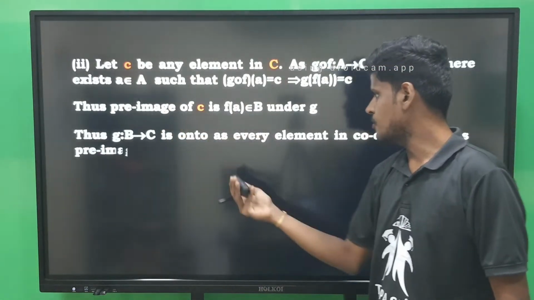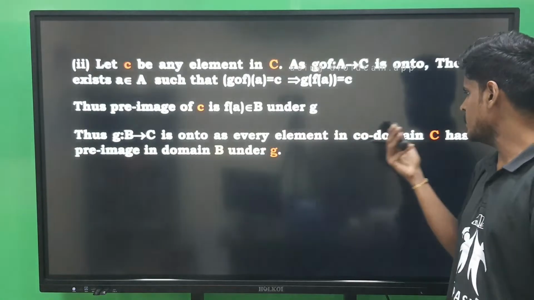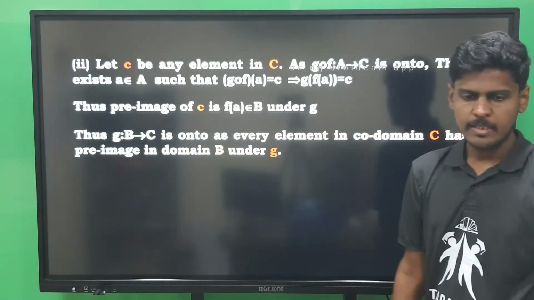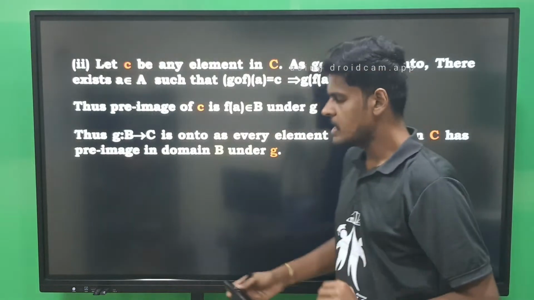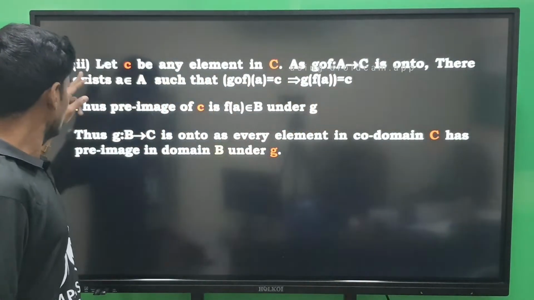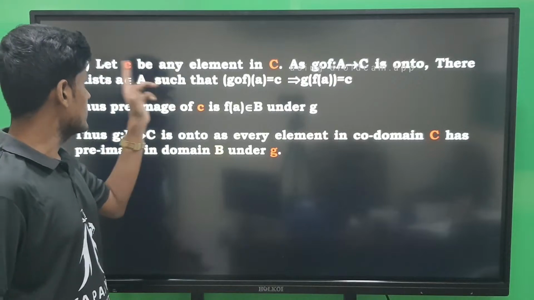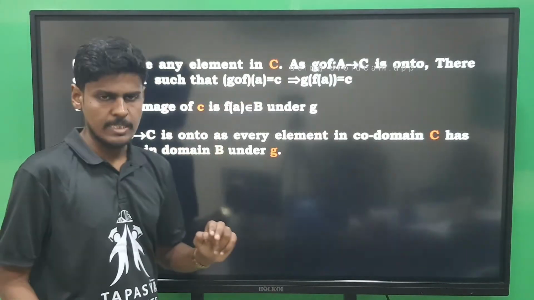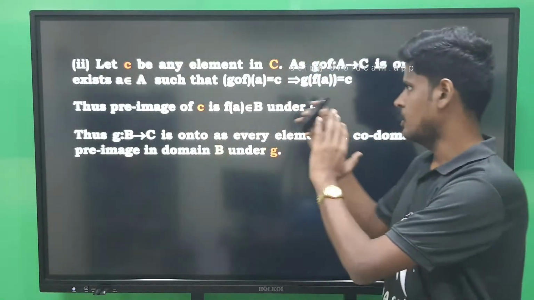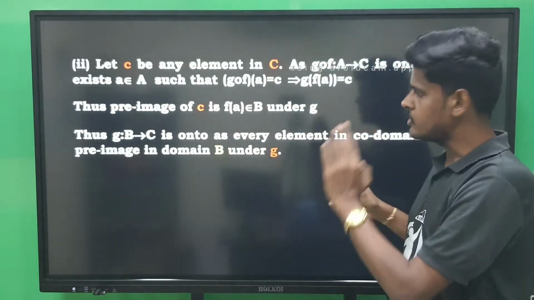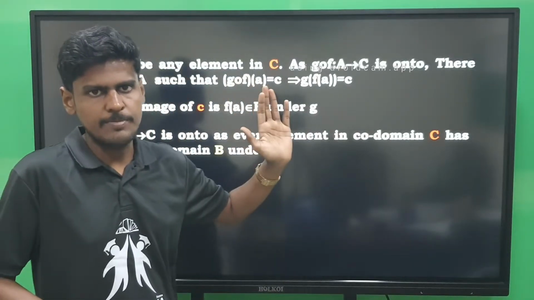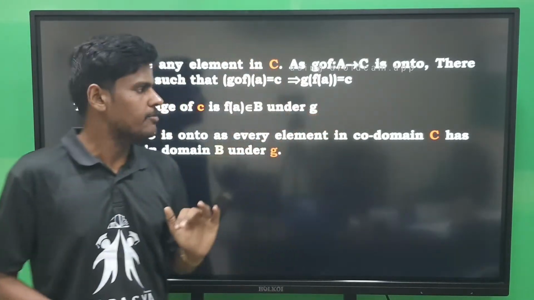Now g is an onto function, as every element in codomain C has a pre-image in domain B. That means g is an onto function. I will repeat this statement again. c is any element in set C. What is given for us, students? g of f is an onto function. We need to prove g is also an onto function. Remember the statement: g of f is an onto function means g is also an onto function.